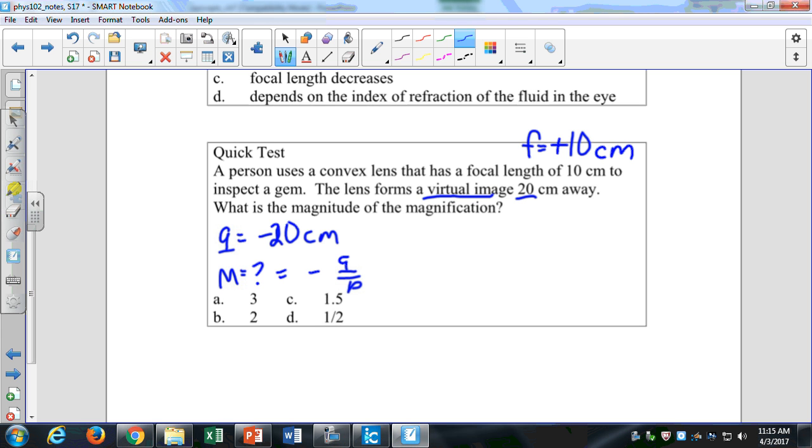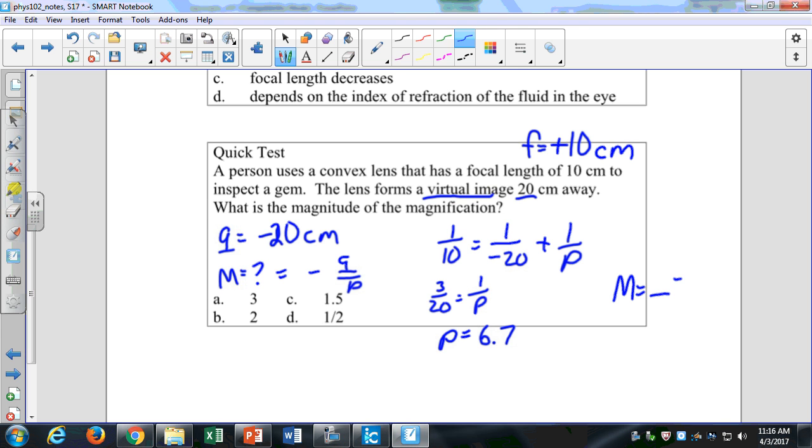I know that my magnification is negative q divided by p. I need to know what p is, so I can find p: 1 over f, that's 1 over 10, equals 1 over negative 20 plus 1 over p. And then I solve that for p. 2 over 20 plus 1 over 20 is 3 over 20 equals 1 over p. So p is 6.67. And then my magnification is negative 20 over 6.7, which is about 3. It is exactly 3. All right, A is what y'all put.